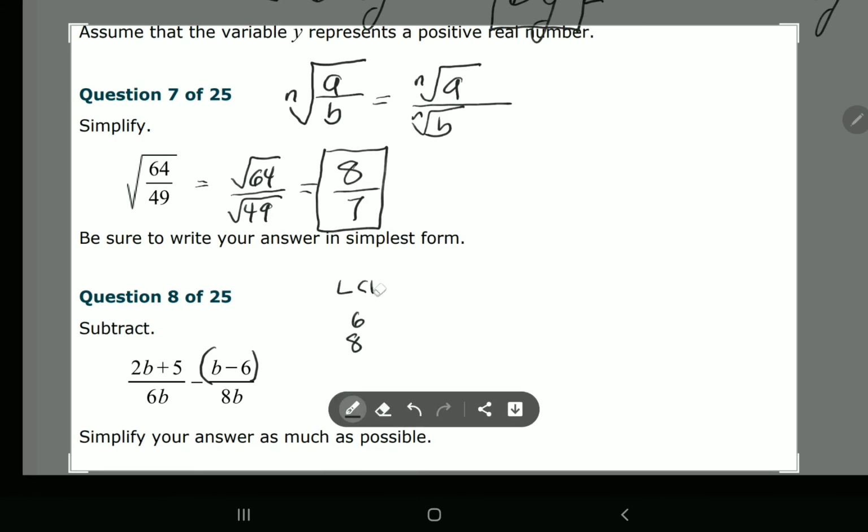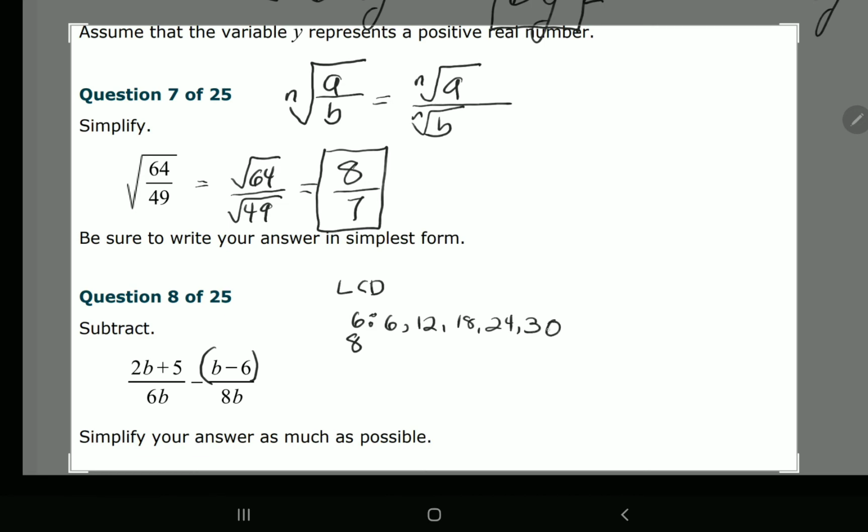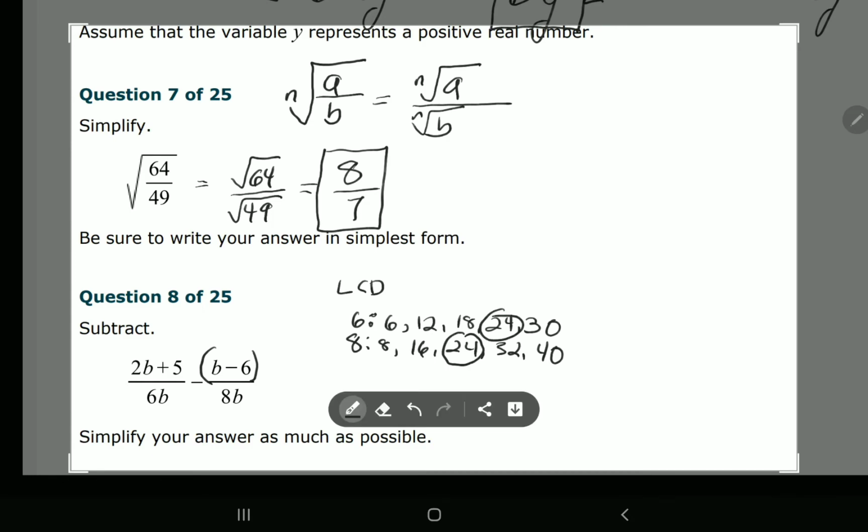So we're going to list out the multiples of 6 and the multiples of 8 and see which is the first number that they have in common. So for 6, it is 6, 12, 18, 24, 30. I like to list out the first 5 multiples. When it comes to 8, it's going to be 8, 16, 24, 32, and 40. You can stop when you reach 24. 24 is the LCD for your coefficients of b.